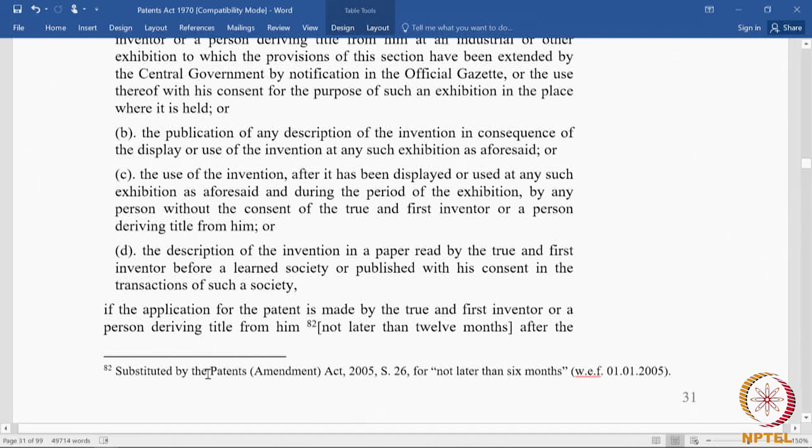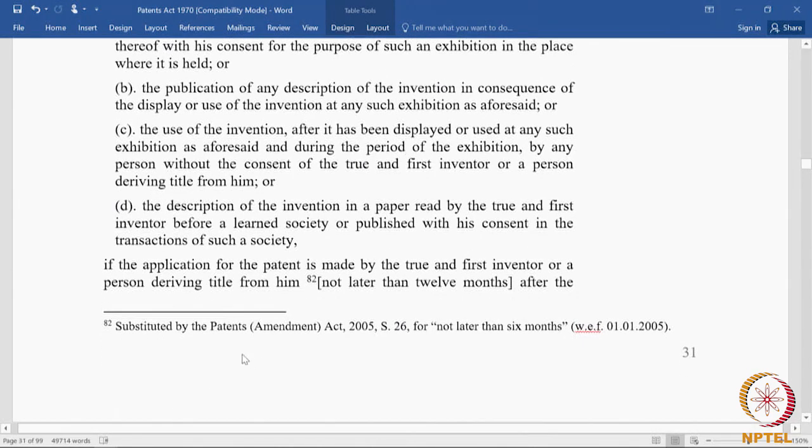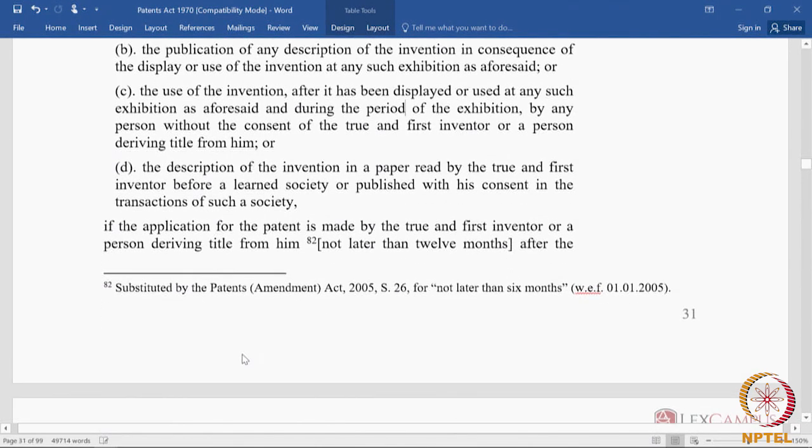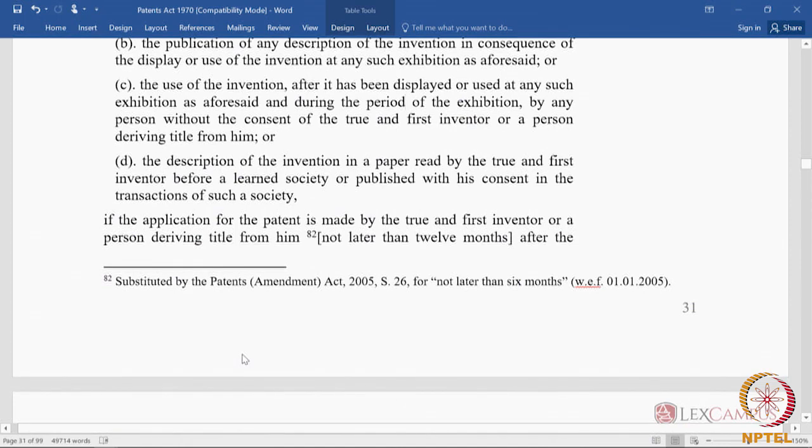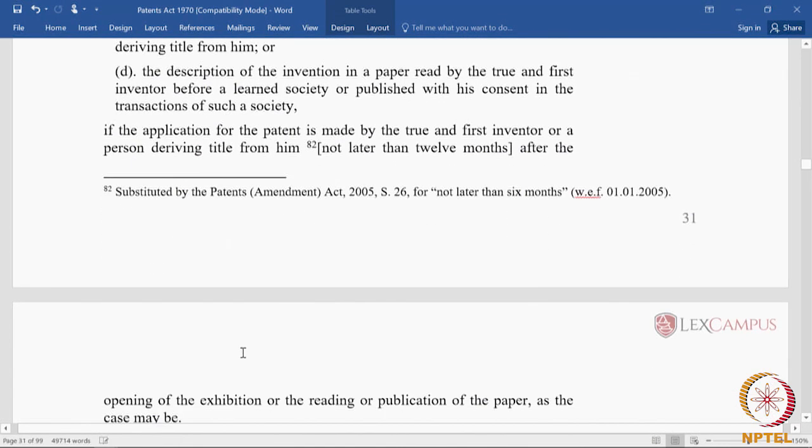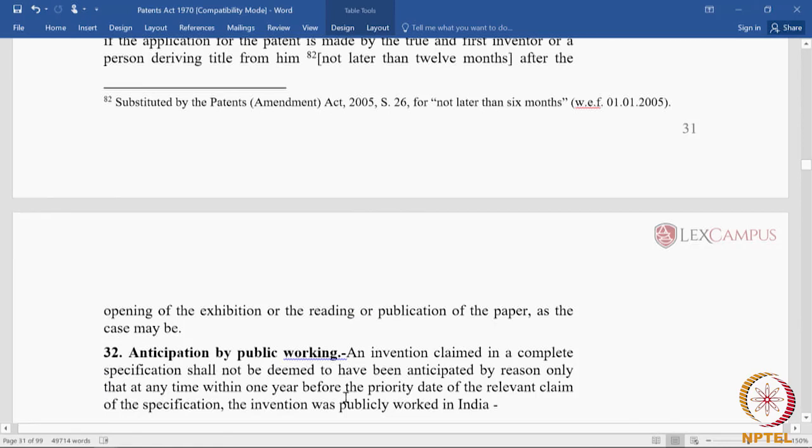If these 4 things are there, if the application for the patent is made by the true or first inventor or the person deriving title, the applicant, not later than 12 months after the opening of the exhibition or reading or publication of the paper as the case may be, then it will not amount to anticipation.